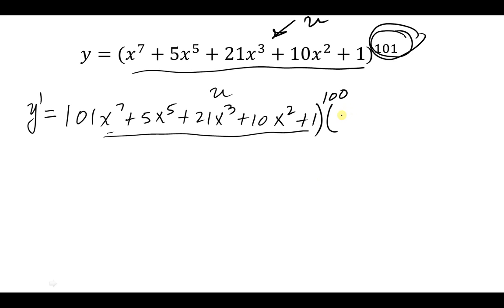And that is obviously going to be 7x to the 6 plus 25x to the 4th plus 63x squared plus 20x, and of course the derivative of 1 is 0. In fact, there is the answer. I was just going to put it over here, but we'll just leave it like that.